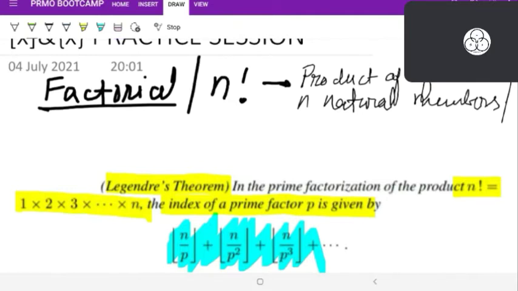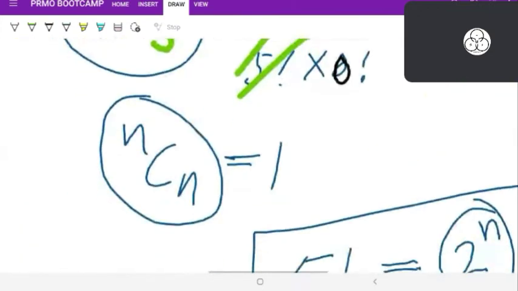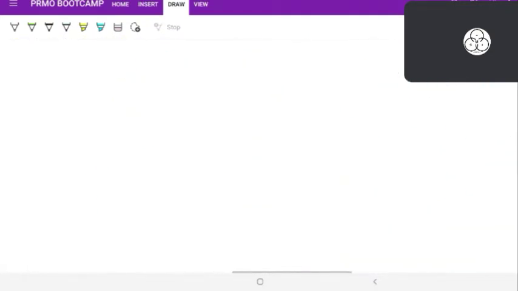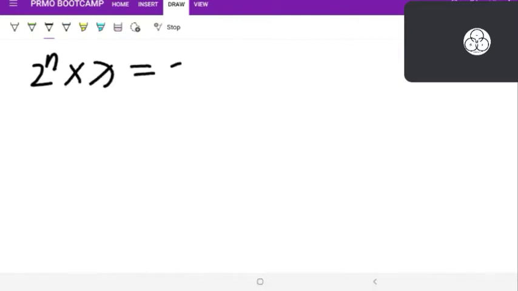You can just see that it continues, and so on. Now, I'll just show you an example, then it will be more clear, I guess. So using this formula, let's try to find out the exponent, or the indices, of 2 in 5 factorial.